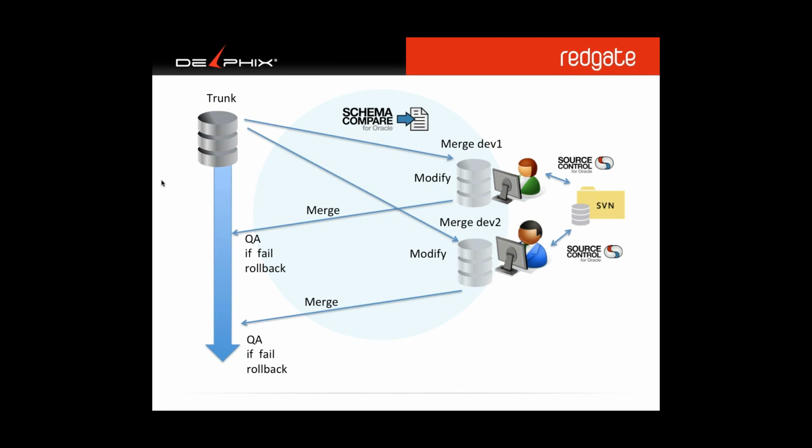That gets QA'd. And one of the cool things with Delphix is we can easily roll back a virtual database. So if trunk is a virtual database, developer 1 merges in their changes, it gets QA'd and there's a problem, we can roll it back. And then similarly, developer 2 can pull in changes from trunk, modify, and merge back into trunk.